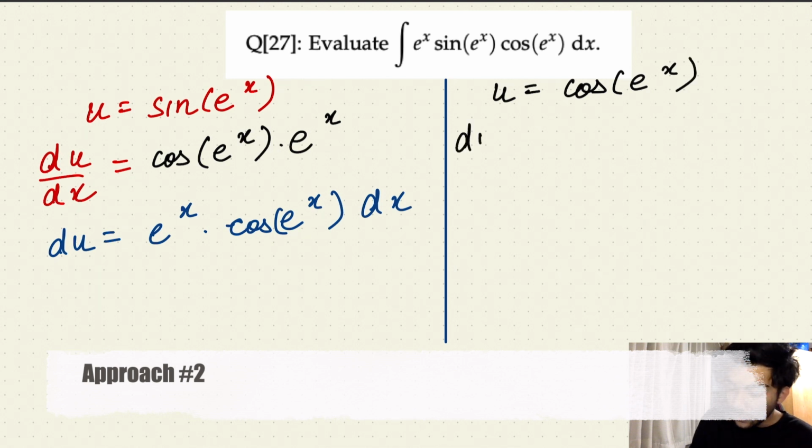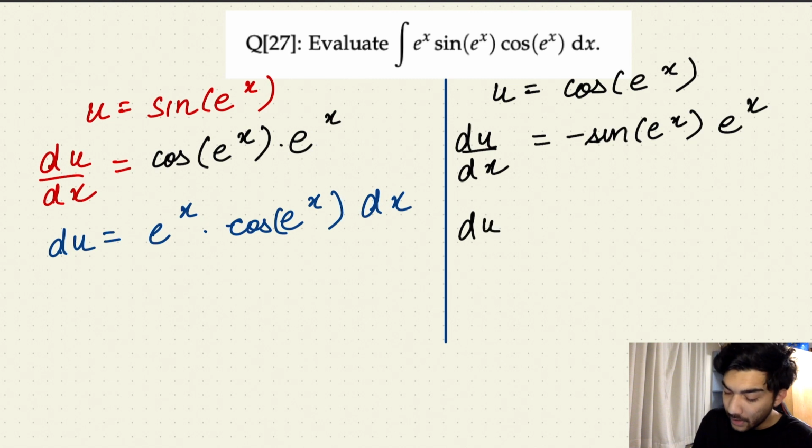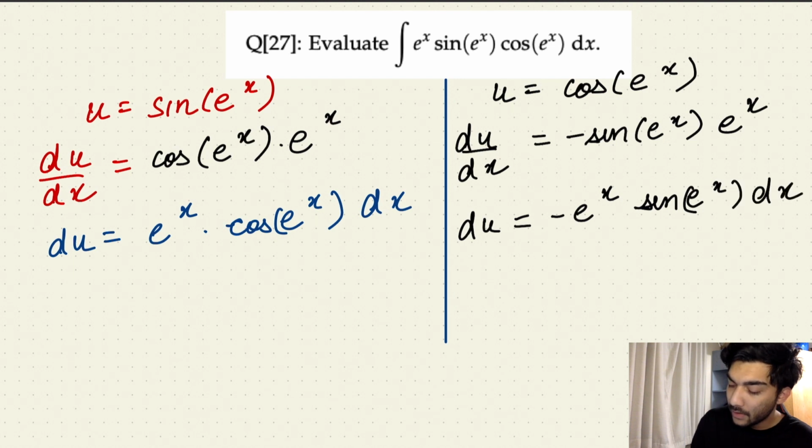Again, if we calculate du by dx in this case, it will be the differentiation of cos(e to the power x) first, which would be minus sin(e to the power x), and then because of the chain rule, we calculate the derivative of e to the power x as well, which is simply e to the power x. Now if you calculate du by shifting dx to the other side, you'll clearly see that your du would be minus e to the power x sin(e to the power x) dx in this case. And now again the same approach.